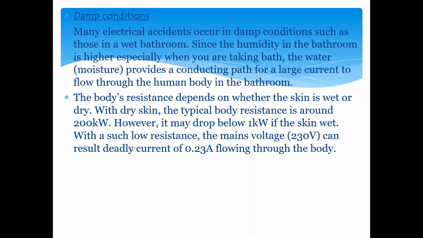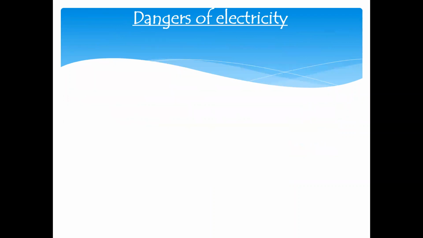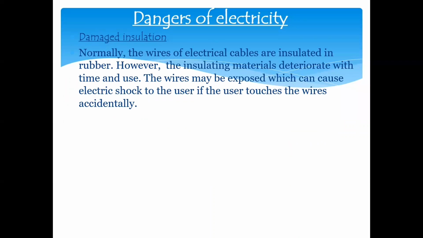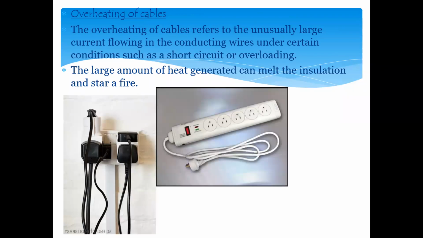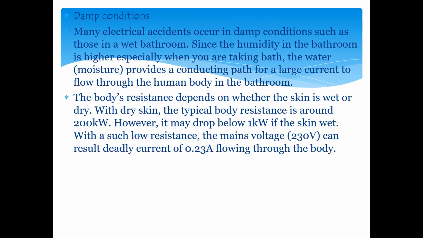So what are the dangers of electricity when we are using it? Sometimes we might have damaged insulation, so we get an electric shock. Sometimes we use a lot of devices in one socket that causes overheating and that can produce a fire. Sometimes in a moist condition, we touch the electrical sockets and it can cause an electric shock.